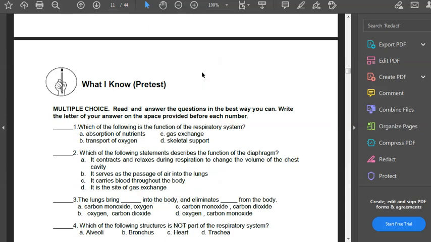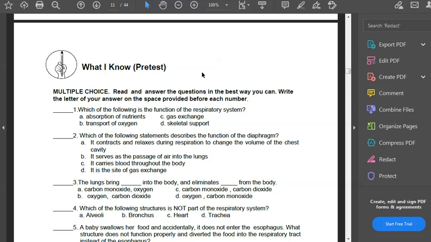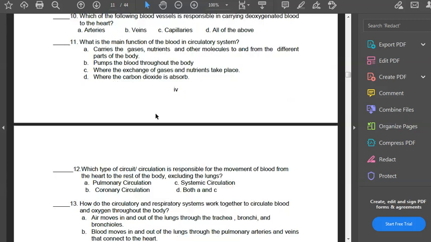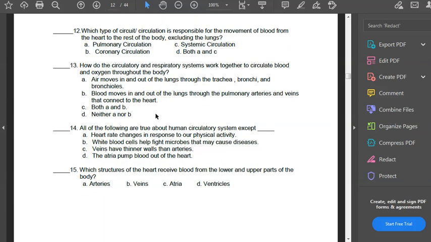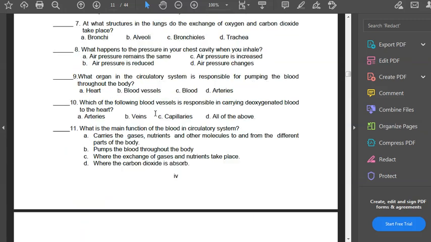For the first thing that you will have to do, in your answer sheets, which is the yellow pad paper, write your name, your section, and then write What I Know pre-test. This is a multiple choice test. I just need you to write the letter of your answer. Read each question and write your answers. There are 15 numbers. This will be the first thing to do. Let's answer this.